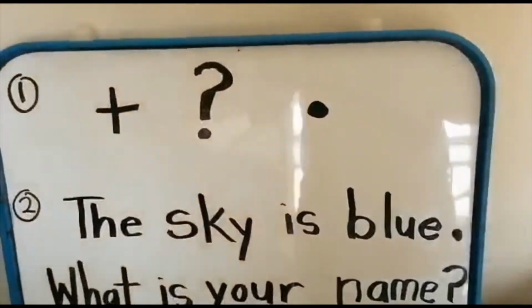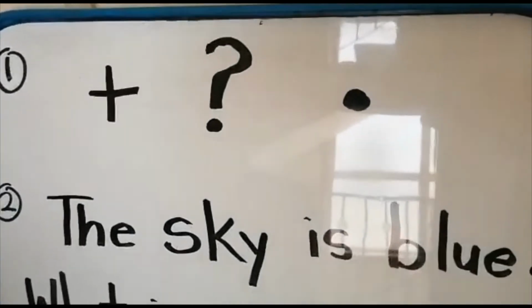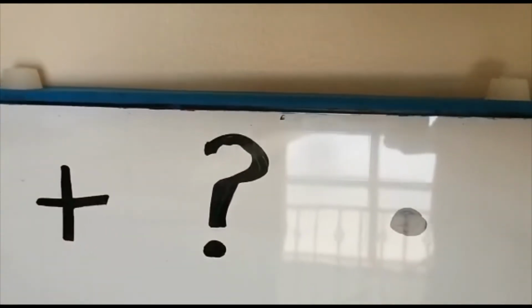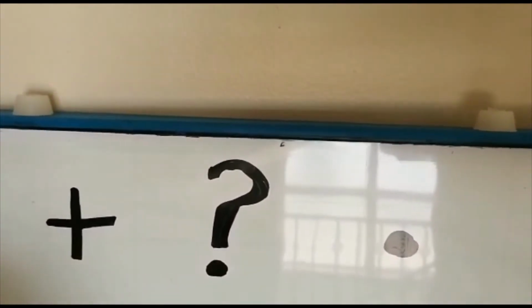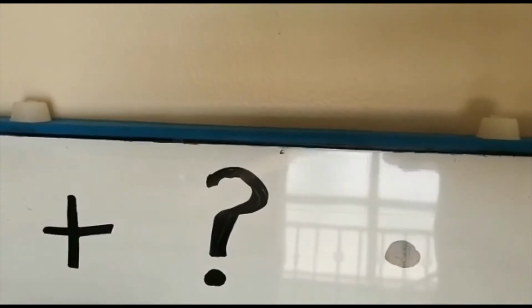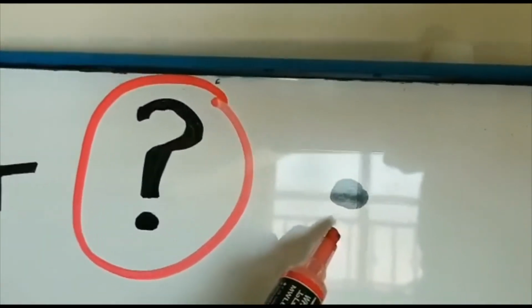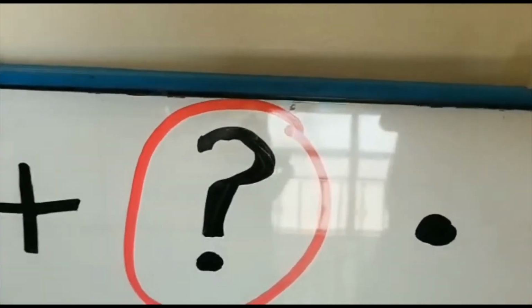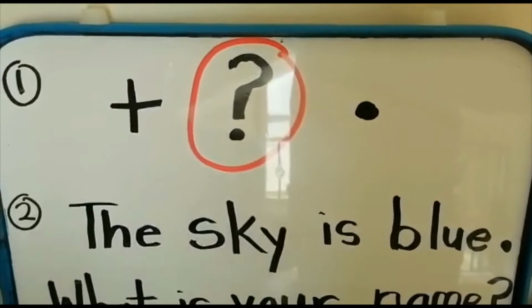Now, let's look at this board. Okay, by number 1, we need to circle the question mark. So guys, help me do this. Is this a question mark? No. Is this a question mark? Yes. So we have to circle our question mark. Is this a question mark? No, it is a period. Okay, so we circled our question mark. Let's look at number 2.